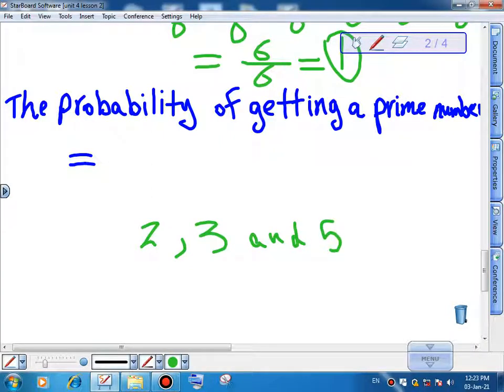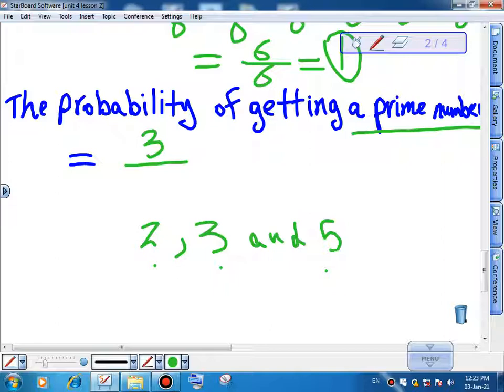So the probability of getting a prime number: we have 1, 2, 3 events. The event here is called a prime number. We don't want only number 2 or number 3, no, I take all the events. I have 1, 2, 3, it will happen 3 times. So it will be 3 over the total number of all possible outcomes.